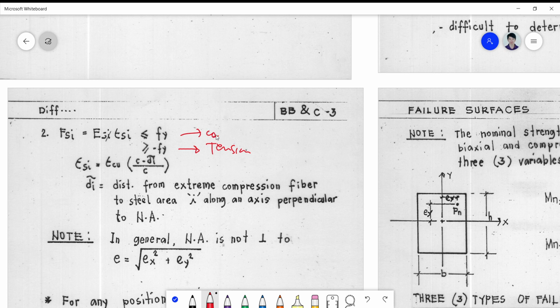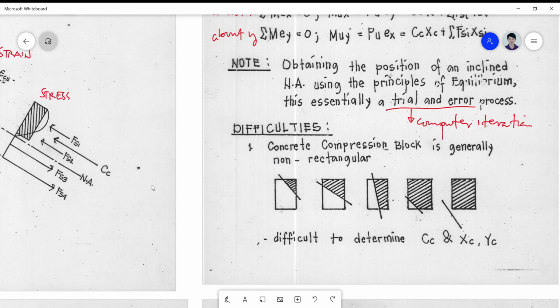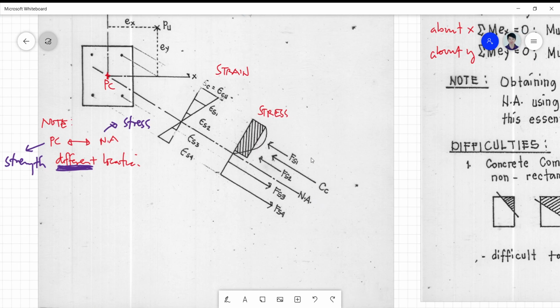So you don't have to worry about the character of stress that the steel is actually carrying, because here in the summation series, your Fs, the forces here, will automatically be negative when it goes on the other side, the compression. Okay, so all of these are in tension and all of these are in compression.